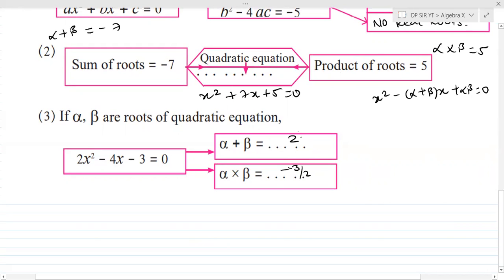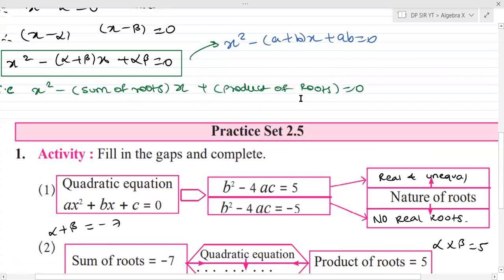Now if you are asking me, where did I get this from? Again you need to recollect your concept that alpha plus beta is equal to minus b upon a, and alpha into beta is equal to c upon a. So that's the reason I say please go through the lecture series very thoroughly. Okay. So it seems this is enough, at least for today.